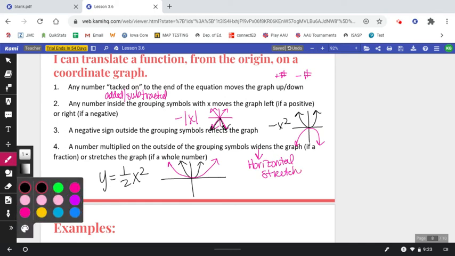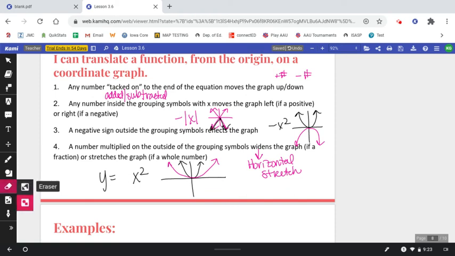If it's a whole number out front, kind of think of it like a slope. So now instead of my slope being up 1, right 2, this one is up 2, right 1. So it's actually going to make my graph a little bit narrower. And we call that a vertical stretch.